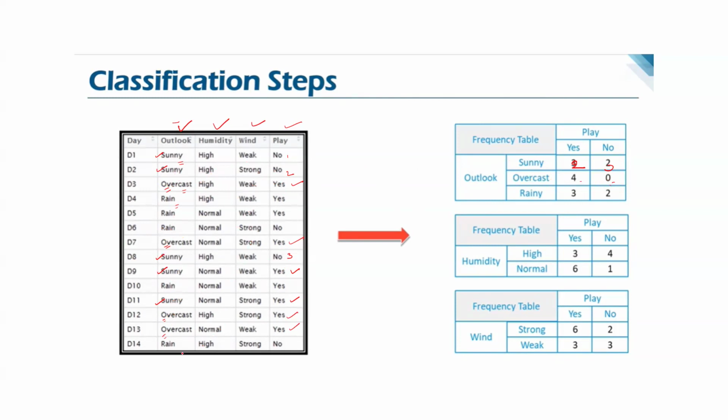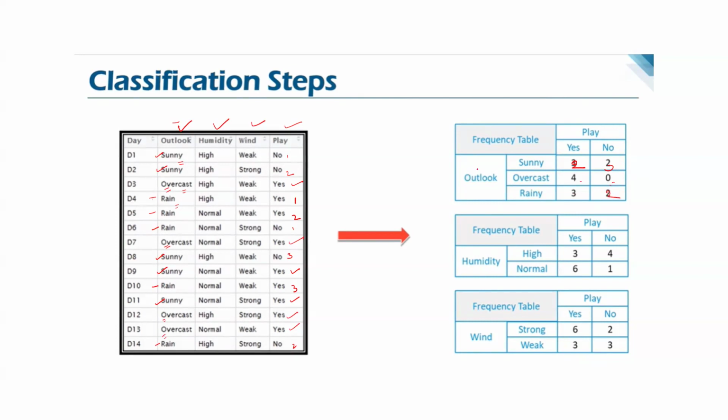Similarly, for rain, see how many there are: 1, 2, 3, 4, 5. Total 5 rain values. In these 5 rain, let us see how many yes and how many no. 3 yes are there and 2 no are there.